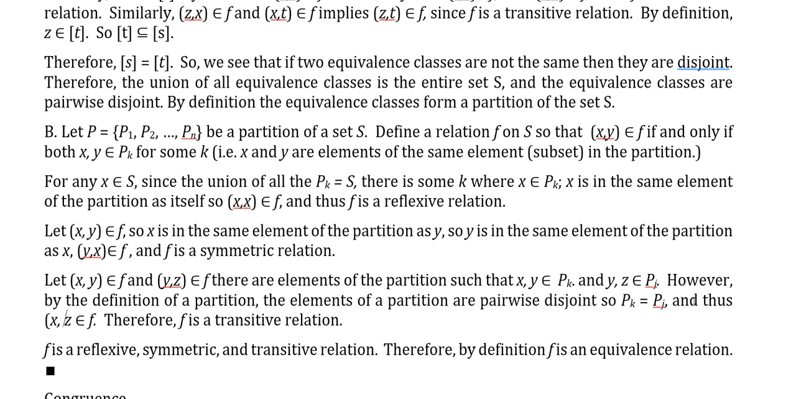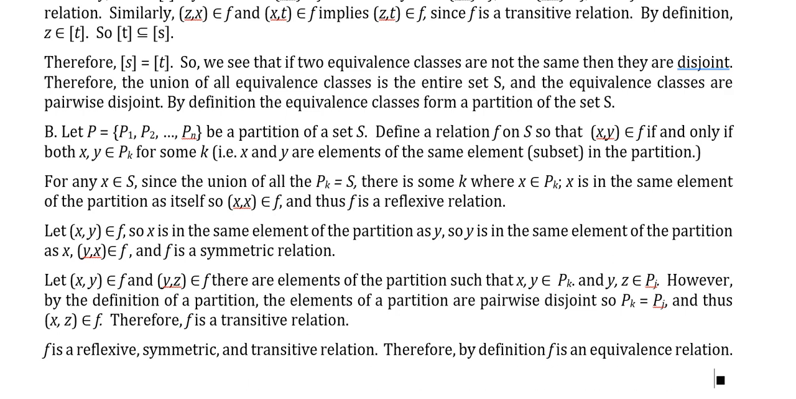X comma Z is in F. So we started with X is related to Y and Y is related to Z, and that gave us X is related to Z. Therefore, F is a transitive relation. F is a reflexive, symmetric, and transitive relation. Therefore, by definition, F is an equivalence relation. And that completes our proof.